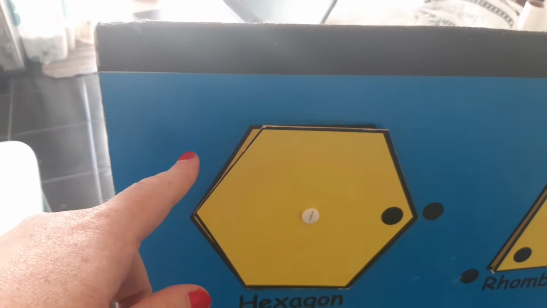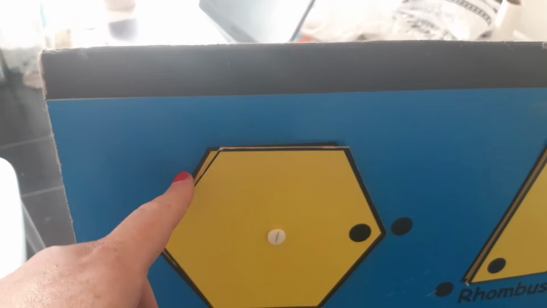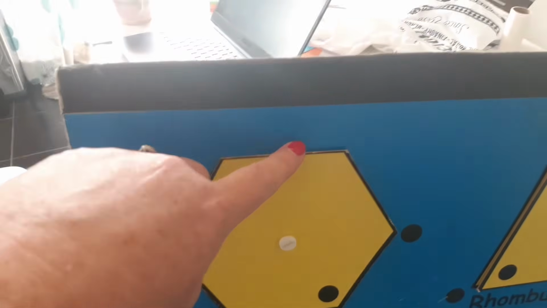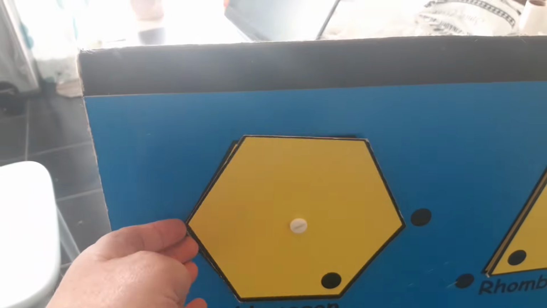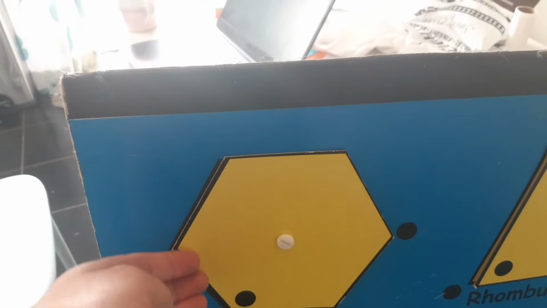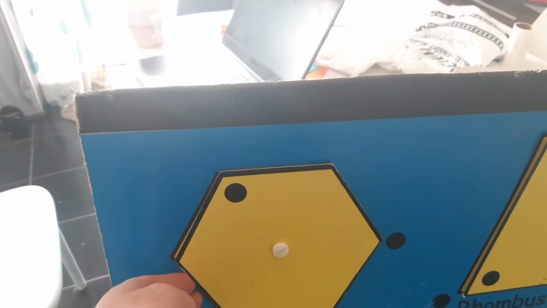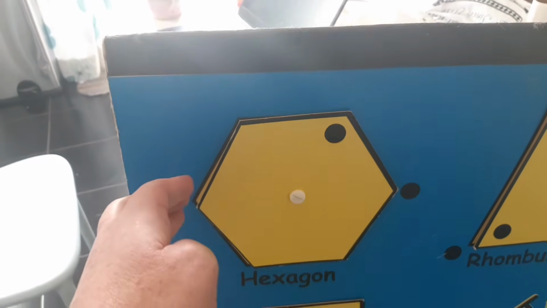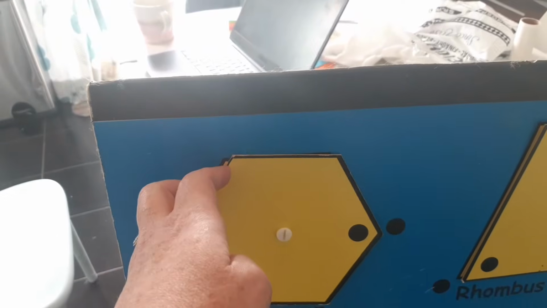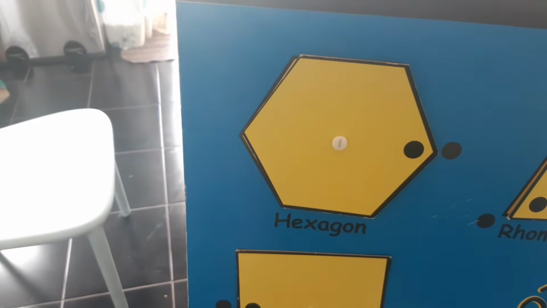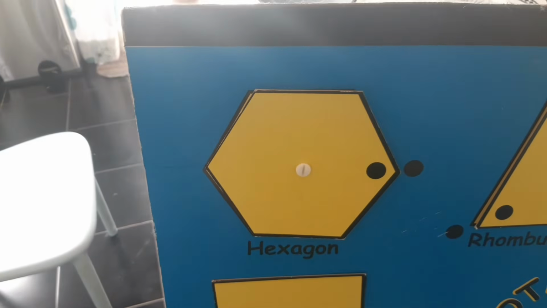A regular hexagon with equal sides and equal angles. So you just turn it around. There's second time, fits in, third time, fourth time, fifth time, sixth time, and back to the start. So a regular hexagon has rotational order symmetry of 6.